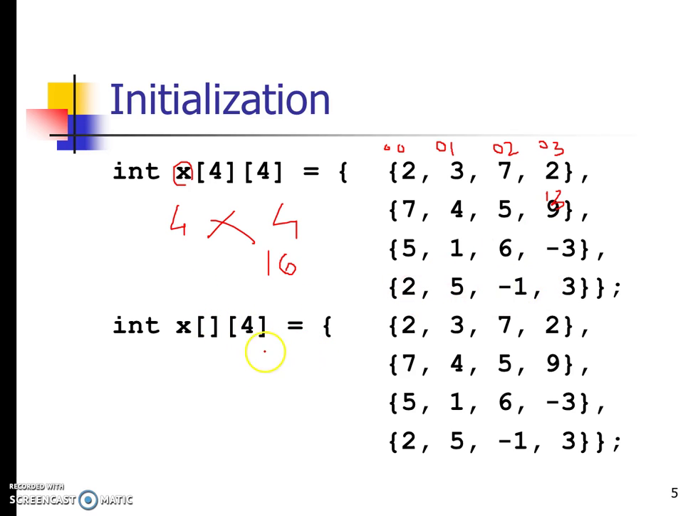We can also specify a two-dimensional array by not writing the size of the array during the initialization, because by default it will take this as the 0th row, first row, second row and the third row. That means a total of 4 rows and 4 columns.